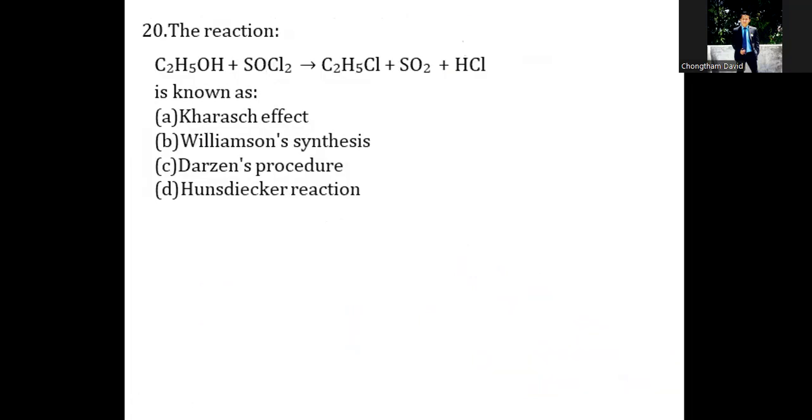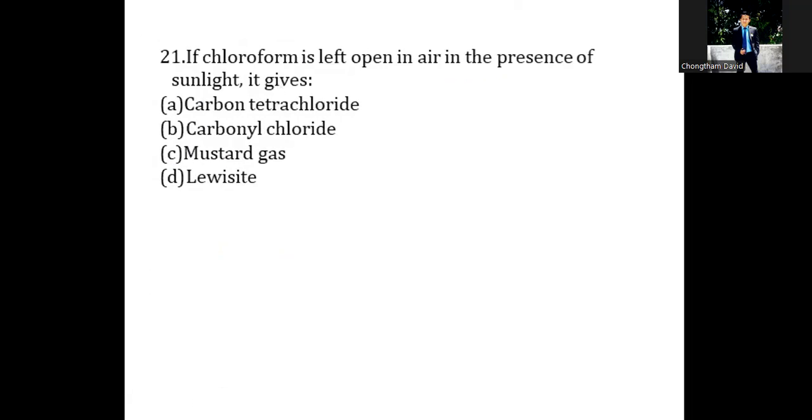Question number 20, the reaction given is known as. This is theory based question. This is Darzens reaction. Alcohol treated with thionyl chloride gives chloroethane, sulfur dioxide, and HCl is the byproduct. Question number 21. If chloroform is left open in air in the presence of sunlight, this is also theory based question. Very simple. Gives carbonyl chloride. You can say phosgene gas.